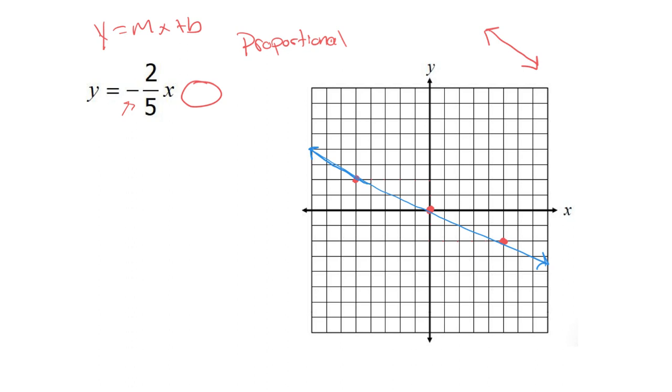And that is that graph plotted on a coordinate plane from an equation. So again, if there is no plus b, it goes through the origin. And if a line goes through the origin, it is proportional.